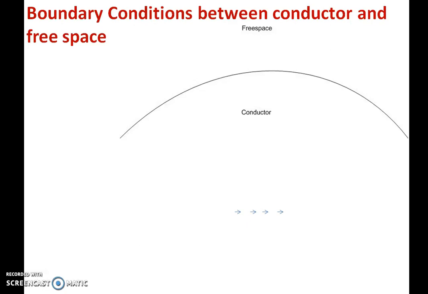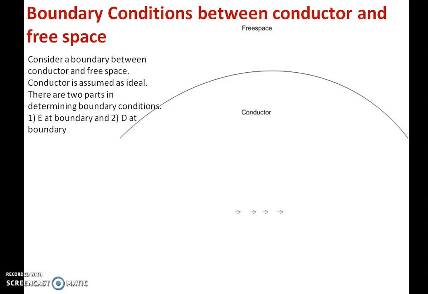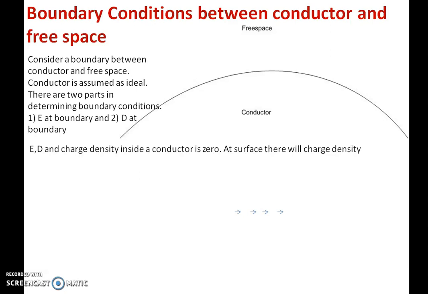Now I will split this flux density and field intensity into two components. One is the normal component, and the other is the tangential component. So I will consider E in this direction. First I will find the tangential component of E, then I will consider the normal component of the flux density.